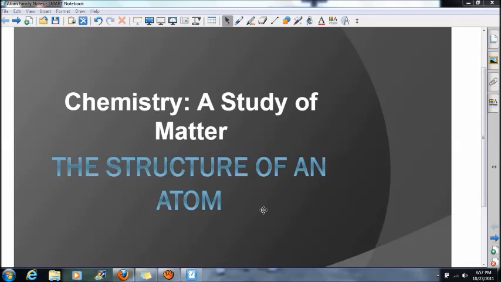And elements are the simplest form something can be broken down into. And we said, well, what is an element made of? And we said, well, an element is made of an atom. And an atom is the building blocks of life. It's the smallest thing that's out there. And so we're going to take a look at that today. The structure of an atom, what an atom actually looks like.